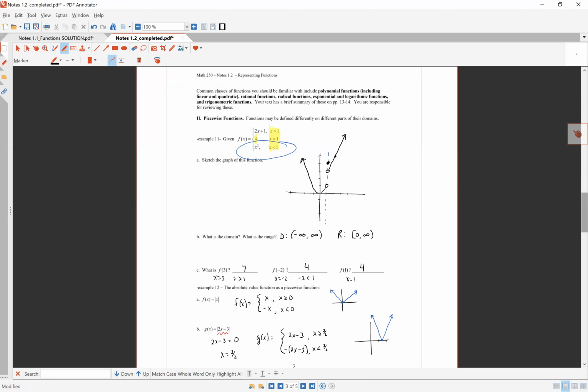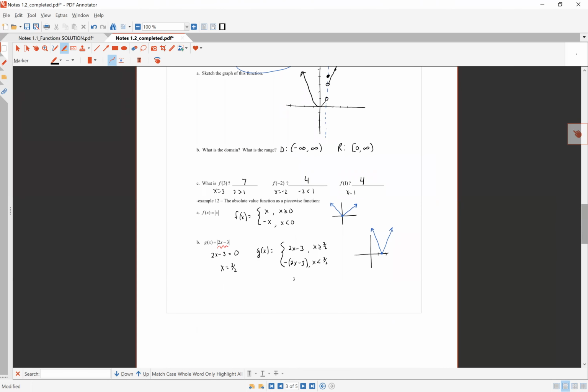Then to evaluate f at certain points, you just make sure you're choosing the right formula. So f of 3: 3 is greater than 1, so use the formula 2x plus 1, and you get 2 times 3 plus 1, which is 7. F of negative 2: negative 2 is less than 1, so use the formula x squared. And f of 1 is 4.